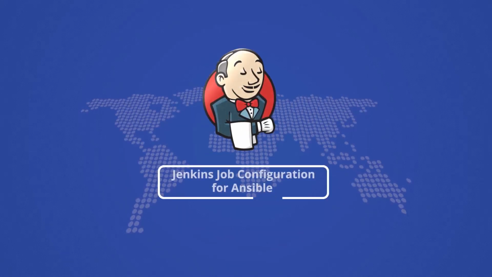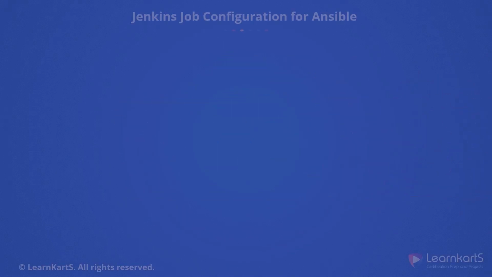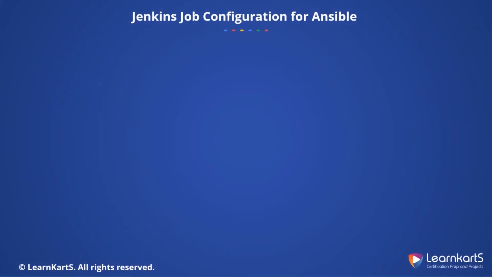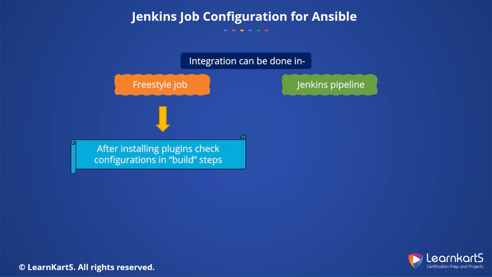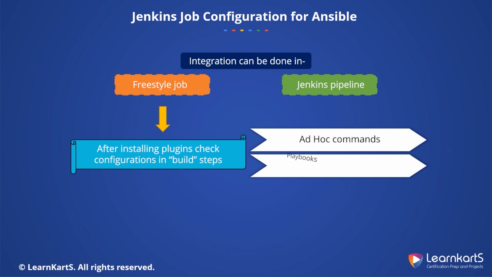Now let's talk about the configurations. When it comes to the freestyle job, we can have the integration done in the freestyle and the Jenkins pipeline also. From the freestyle job, you will see the configurations in the build step. Once the plugin is installed, you will get the option of ad hoc command execution or playbook files. Those typical options will also be coming up there.